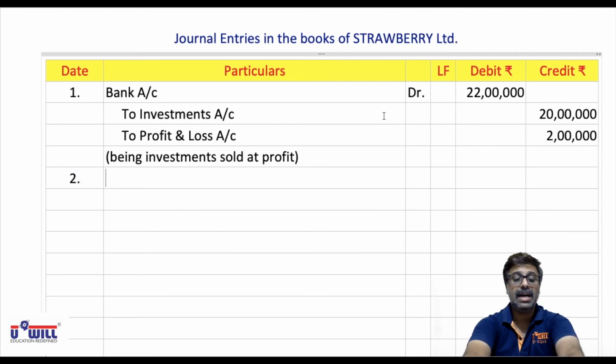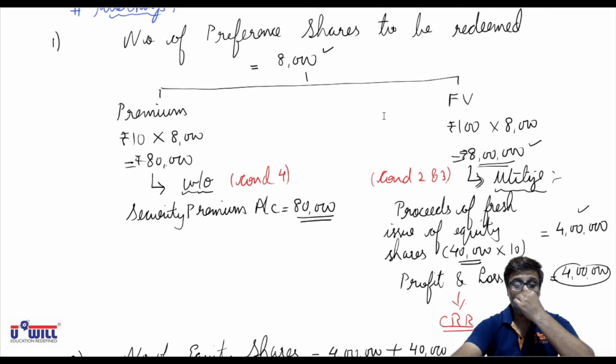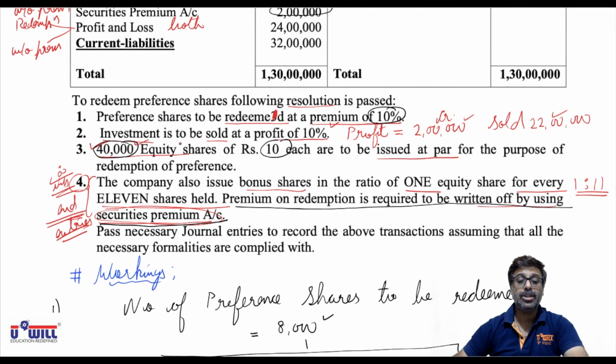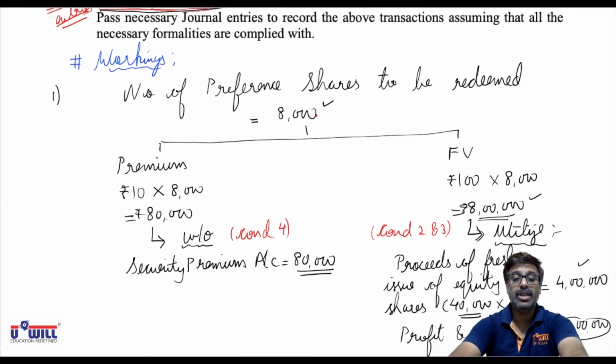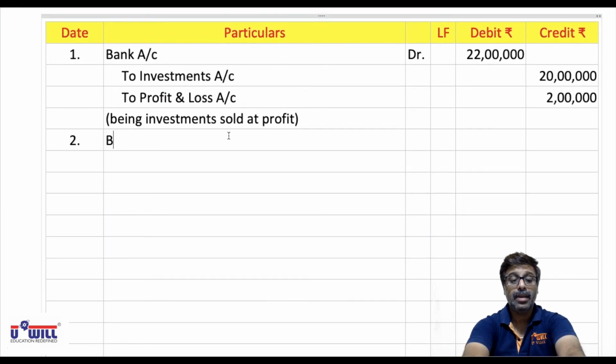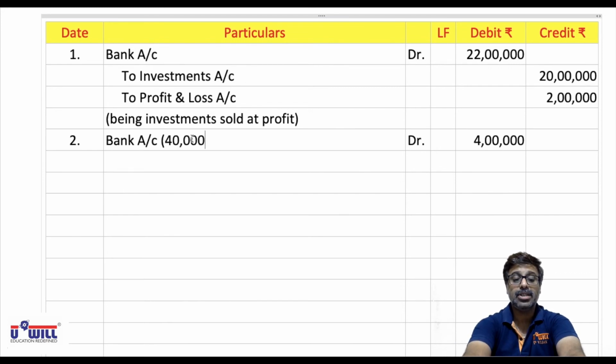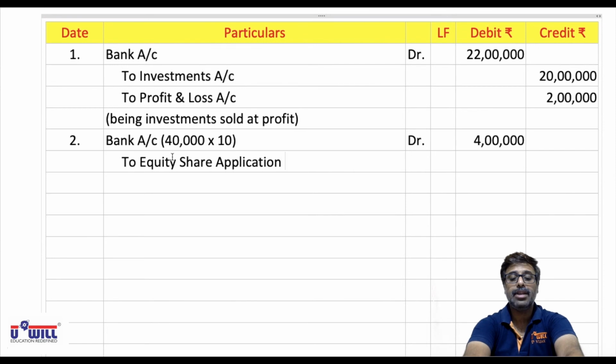Now second entry we will pass for issue of shares in the public. 2 entries will come for that. 40,000 equity shares of 10 each are issued at par. So 2 entries will come for that as we did in previous question also. Bank is the receiver, debit the receiver, bank account debit 40,000 into 10, 4 lakhs. Okay. 40,000 shares of 10 rupees are issued at par. So 4 lakhs. Now temporarily we will transfer the money to equity share application account 4 lakhs, being application money received.